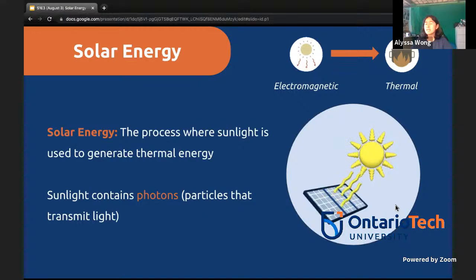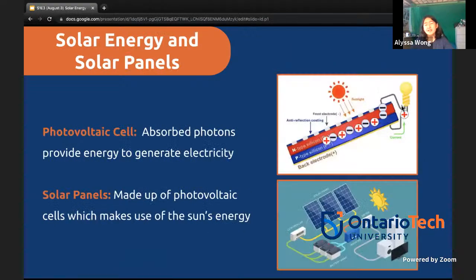A photon is another type of particle, kind of like your neutron and your electron and your proton. It's very, very small, so you can't see it, but it does a lot of work in the field of science. A photon is a particle that transmits light. So it's a light particle, which the sun has, because we know that the sun comes up and gives us light for the day, right? That's really interesting. We'll talk more about photons later. But the most important thing to know is that with solar energy, we use the sunlight to generate thermal energy, or the energy that heats up things like your car or your body when you're outside.